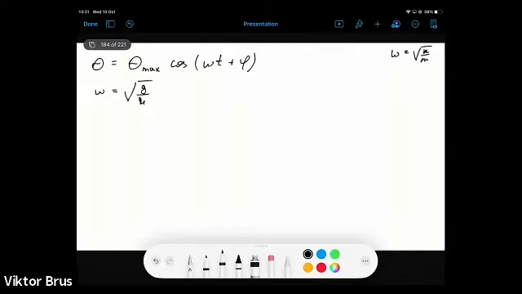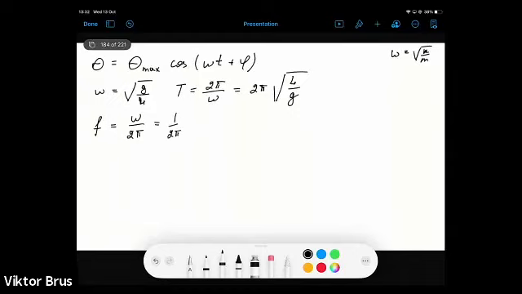So taking this into account, we can also express the period of this periodic motion of the pendulum, and that is 2 pi divided by omega. That is 2 pi times the square root of L divided by g. And obviously the frequency of such a periodic motion will be the angular frequency divided by 2 pi. That will be 1 over 2 pi times the square root of g divided by L.